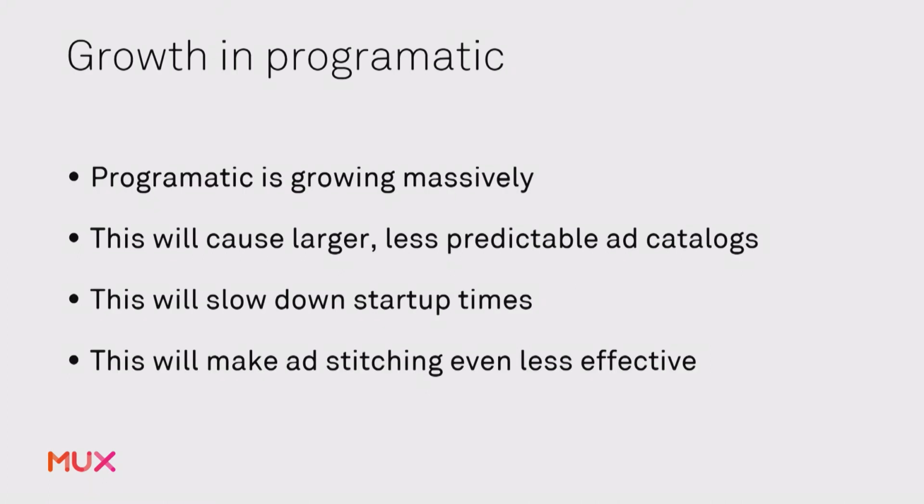One of the other future things coming up, programmatic, obviously. Programmatic is a big deal. It's growing massively. I think this is going to cause pretty big problems with ad catalog size. The ad catalog bloat is going to get huge. This is going to slow down startup times as you do ad requests. It's going to make ad stitching less effective massively. This is going to be a big challenge, so I think manifest manipulation is going to be hugely beneficial to get us through this growth in programmatic as well.